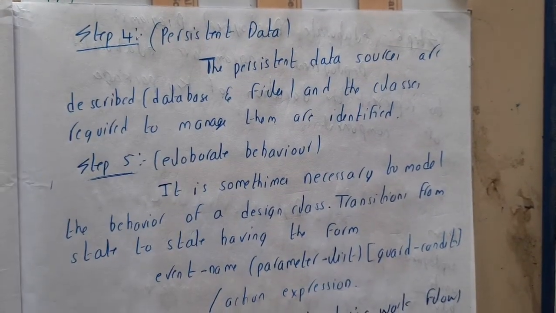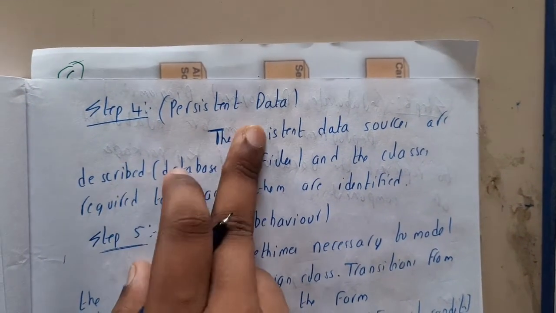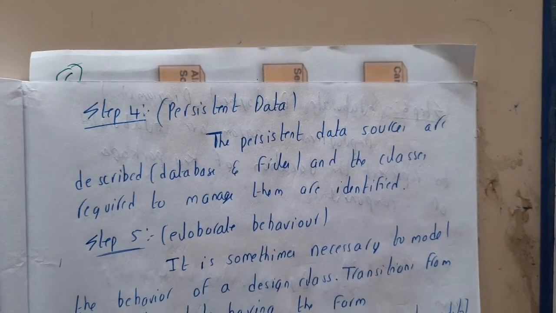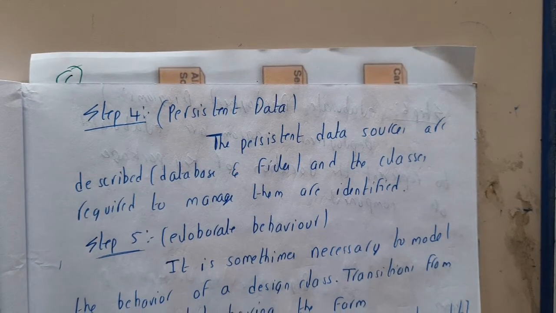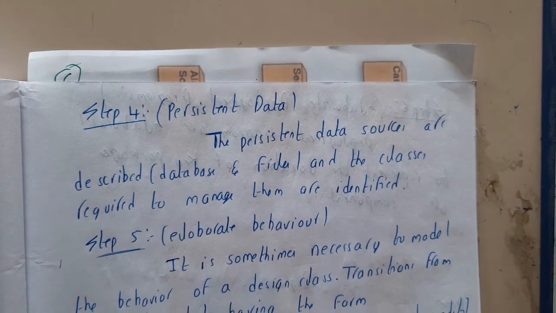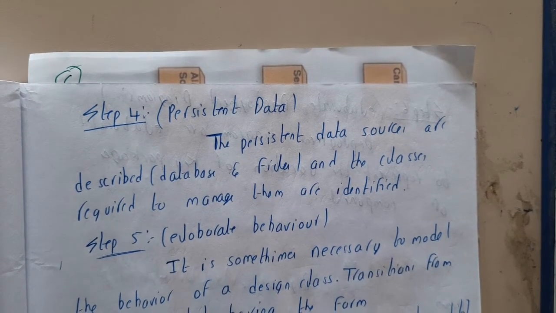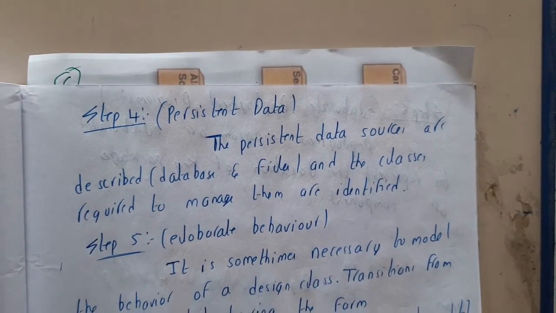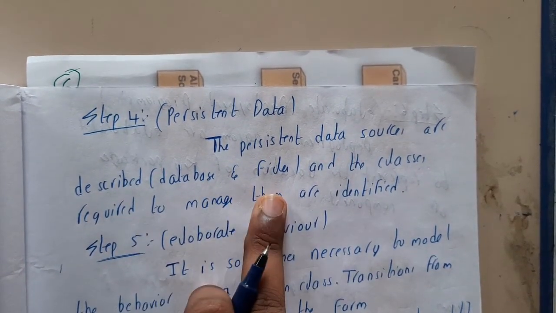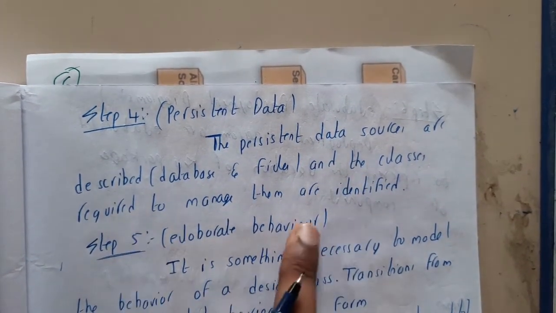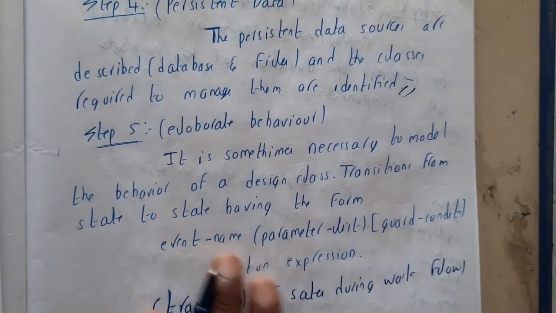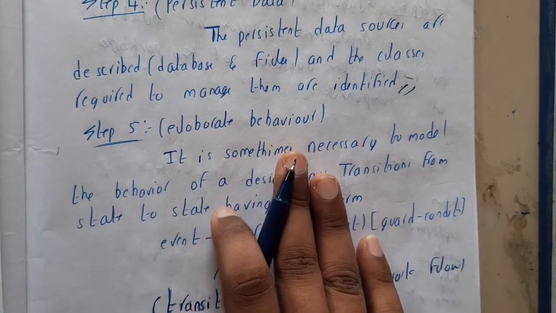Once it is done, then we will be going to persistence data. I hope everyone remembers persistence data also. This is also a concept that we have discussed, guys. Persistence data is nothing but whenever you are doing some process, you will be storing that data just to safeguard it. You will be storing that data even after the completion of the process. So the persistent data sources are describing databases and files and the classes required to manage them. Basically you will be storing them, guys. That's a simple thing.